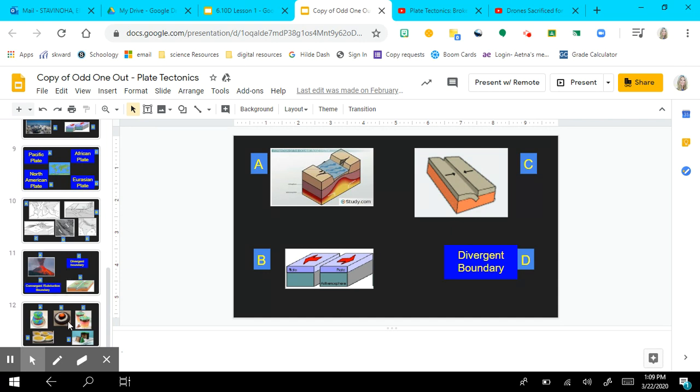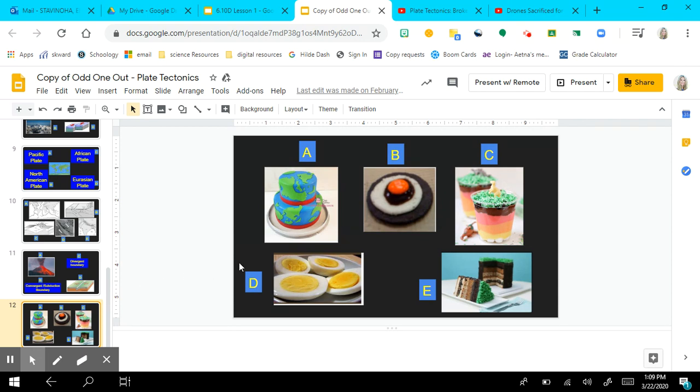You'll do that on your own. If you would like to send it to me through a Google Doc, you may do so. Down here, they have different options. There are more than 4. Notice A, B, C, D, and E. You'll tell me which one's the odd one out. Which one is different from the others?